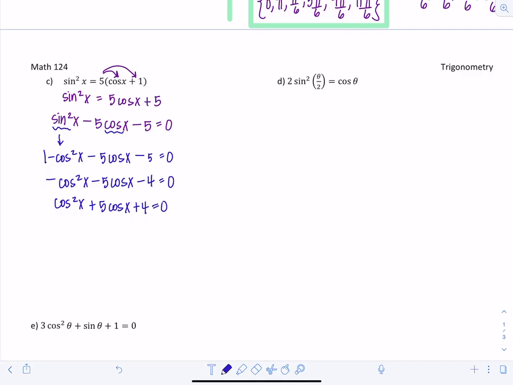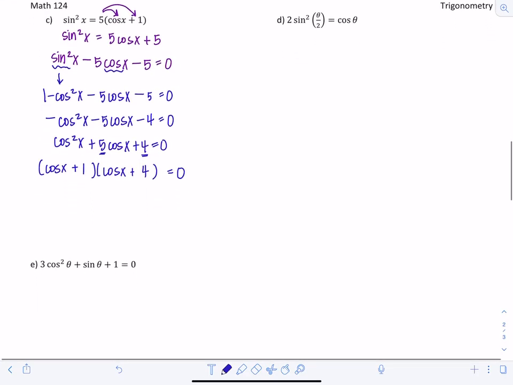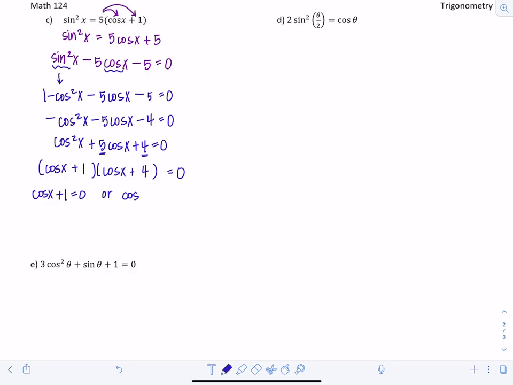Beautiful. Now, let's see if this factors. Anytime you have a quadratic equation, try to factor it. So cosine squared x, that's going to be cosine x, and then I need the last term to multiply to 4, but since the middle term has a coefficient of 5, I'm going to use 4 and 1, and both are positive. Okay, things are looking good. Now I can use the zero product property. So this tells me either cosine x plus 1 is 0, or cosine x plus 4 is 0.